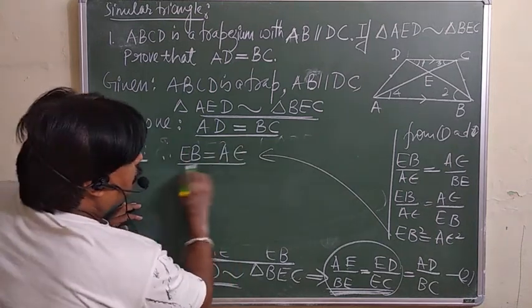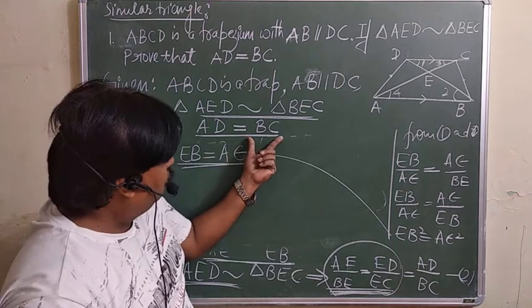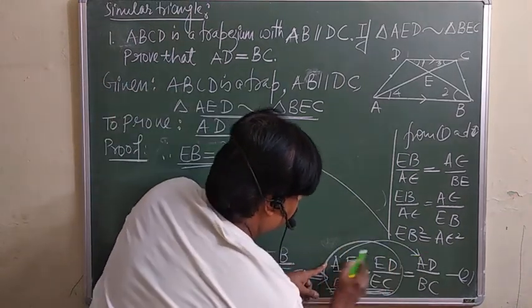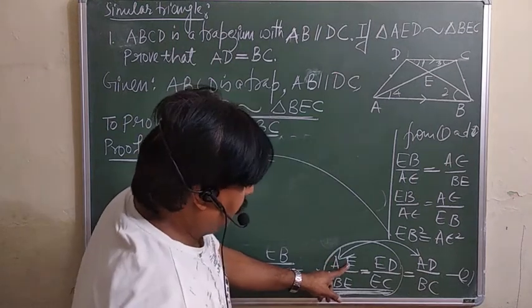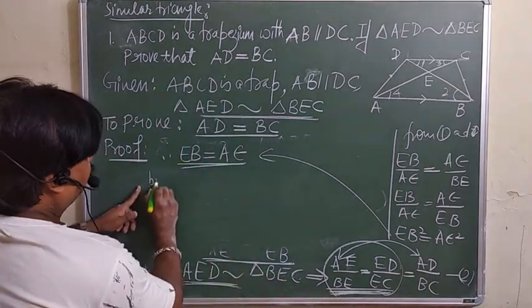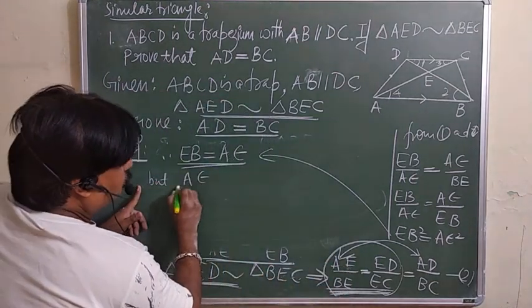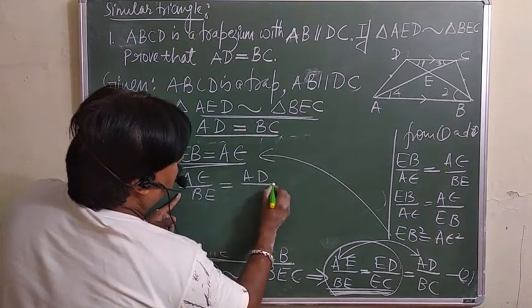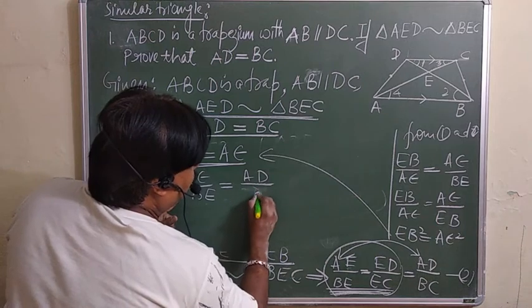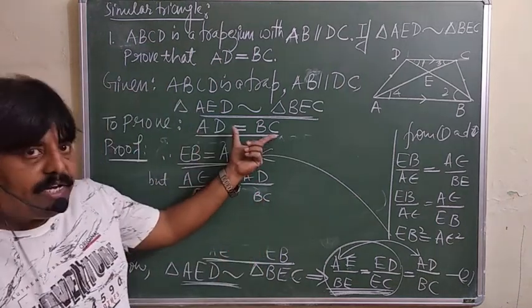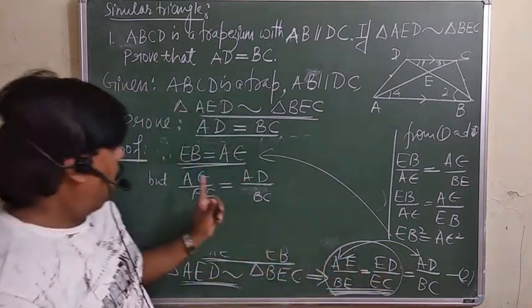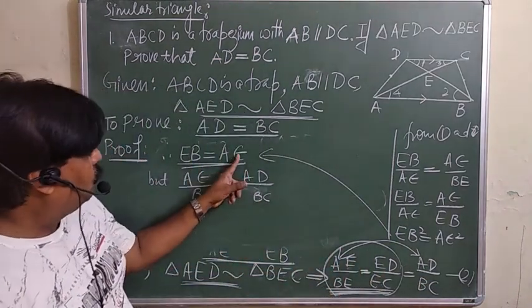Now, we want to prove AD is equal to BC. So here, you can take these two again. You can take AE over BE, but AE over BE is equal to AD over BC. Keep your eyes only on what exactly we want to prove; according to that you are supposed to do. So again, from here, this has already been proved: EB is equal to AE.